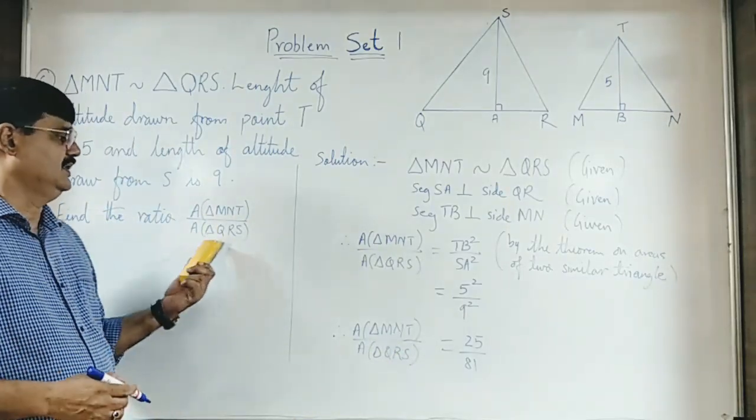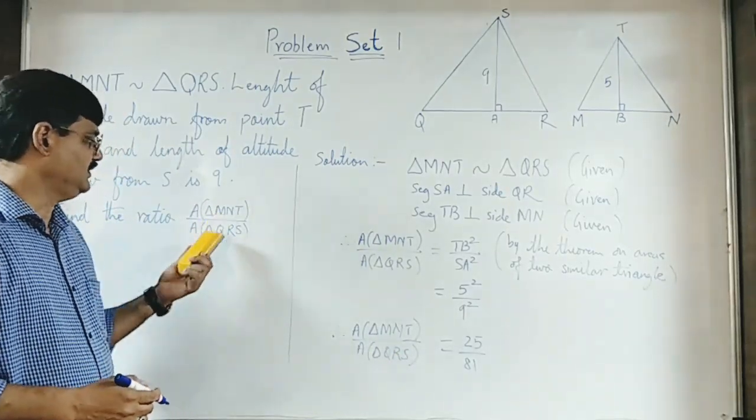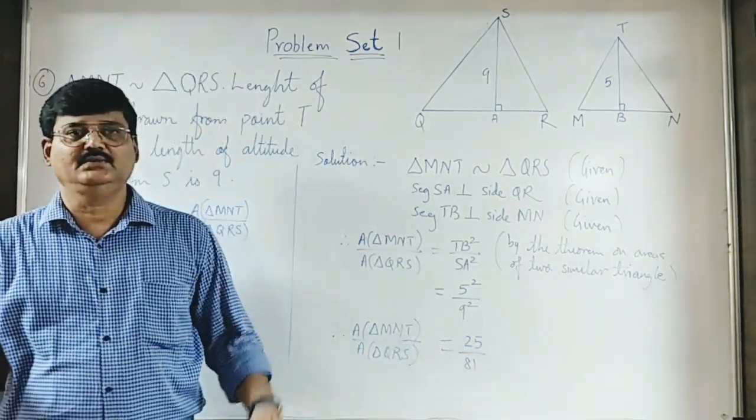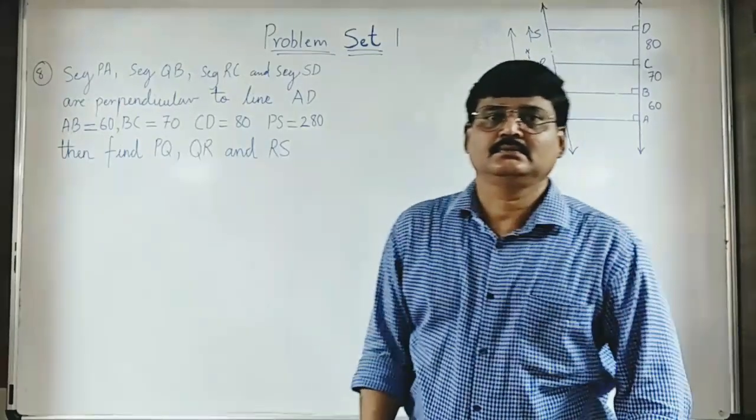And that is what they told us to find. They told us to find the area of triangle MNT upon area of triangle QRS, and that is equal to 25 upon 81, and that is how we finish the sum.